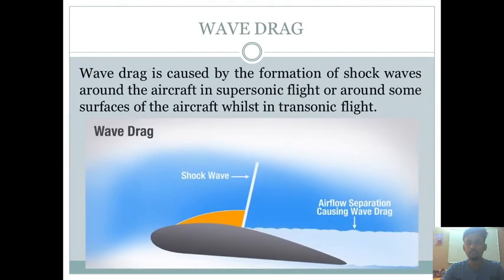Next, let us see about the wave drag. The wave drag is most important in the supersonic flights. The wave drag is caused by the formation of shock waves around the aircraft in the supersonic flight or around some surfaces of the aircraft whilst in the transonic flight. So the wave drag will be more in supersonic regime flight, okay? We can see this wave drag in detail in the upcoming aerodynamic classes, okay? It is the most important topic in the supersonic flight.